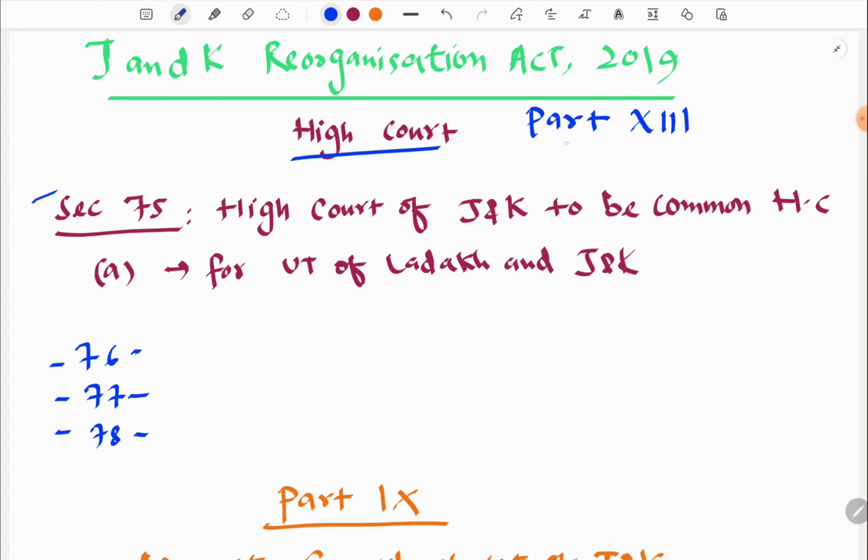Okay, so this is part 8. We have discussed 7 parts. Part 8 deals with high courts.